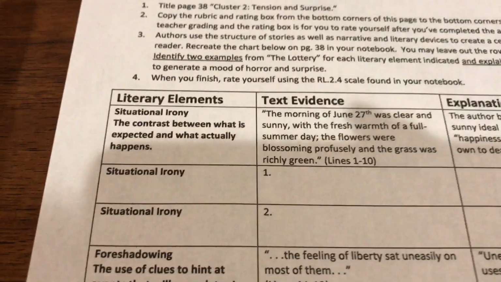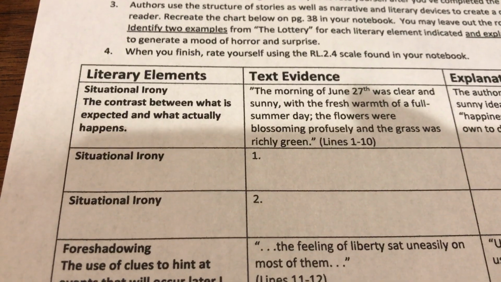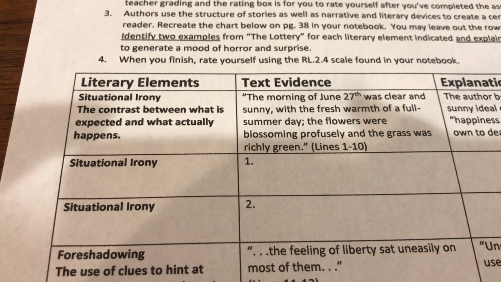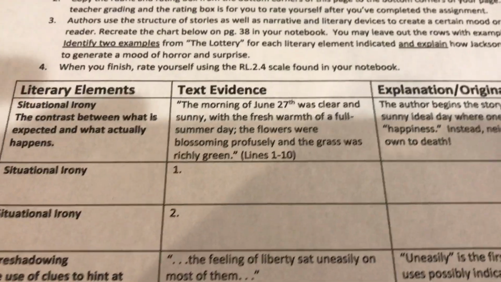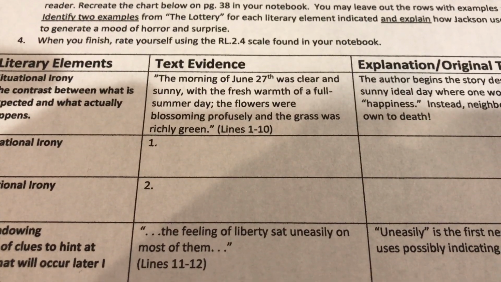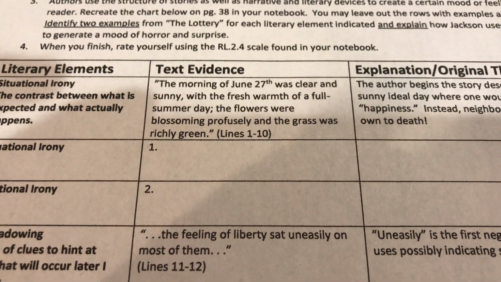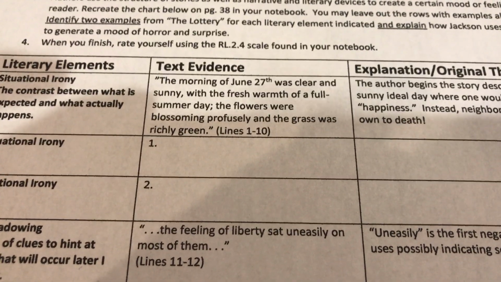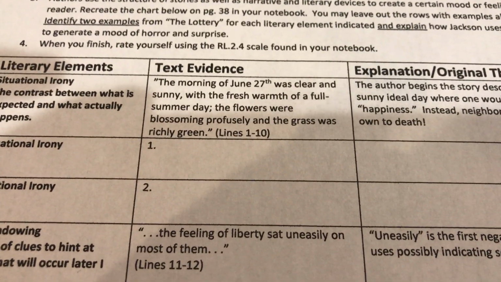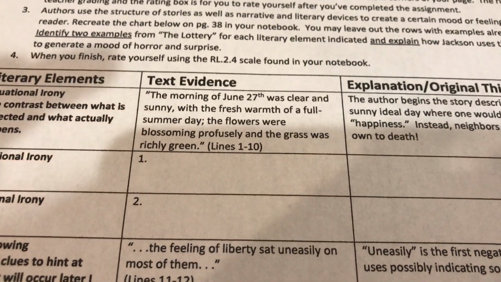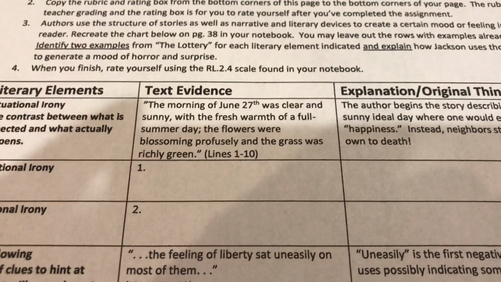So if you're not sure what situational irony is, it says it's the contrast between what is expected and what actually happens. So situational irony would be, for example, "the morning of June 27th was clear and sunny with the fresh warmth of a full summer day. The flowers were blossoming profusely and the grass was richly green." Right? You would expect this to be maybe like a romantic story. Maybe someone's going to fall in love, like flowers are blooming, the sky is clear, it's a sunny day. Like all those things should indicate to you that this is going to be a really nice story.